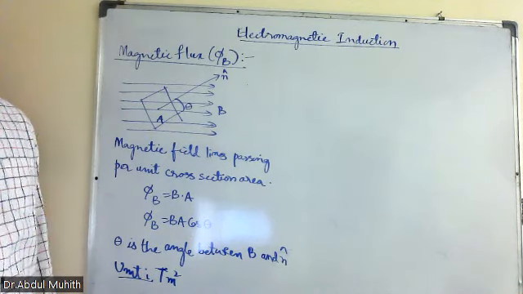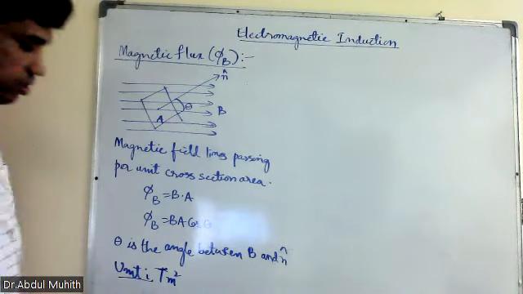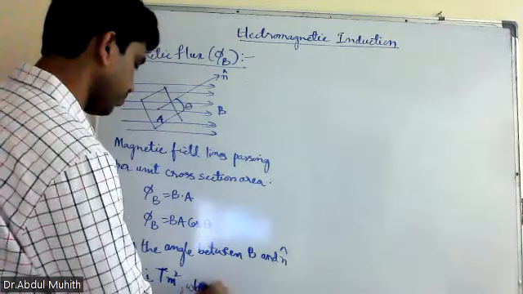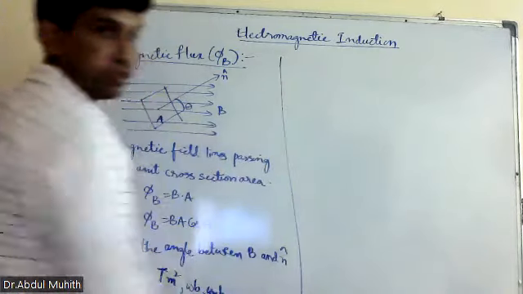Now we are writing here B into A cos theta, or instead of writing this, we can write Weber, WB. Okay, Weber, if you want to write the full name. So this is the magnetic flux.